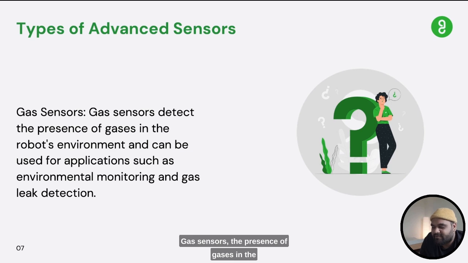Gas sensors detect the presence of gases in the robot's environment and can be used for applications such as environment monitoring and gas leakage detection. Gas leakage is a pretty big, common problem that happens over time. Gas sensors are used in robots to automatically start saving people if there's a gas breakout or something. These sensors also allow the robot to find the source of the gas as well. Quite an important sensor, actually.